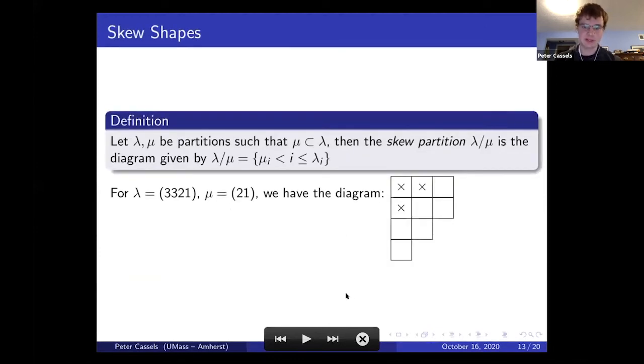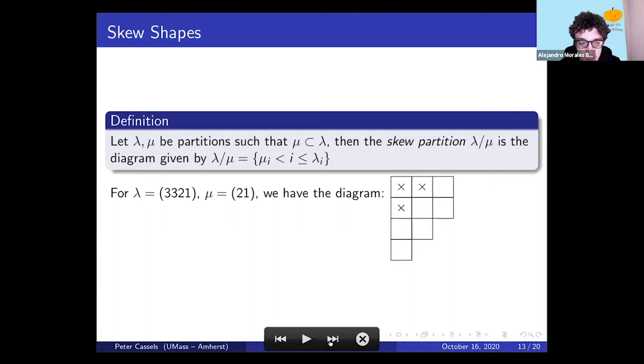So now we're also going to be talking about skew partitions. These are the ones where we sort of block out anything of a smaller partition. And when I say a partition is contained in the other partition, that just means that we can fit it in that way.